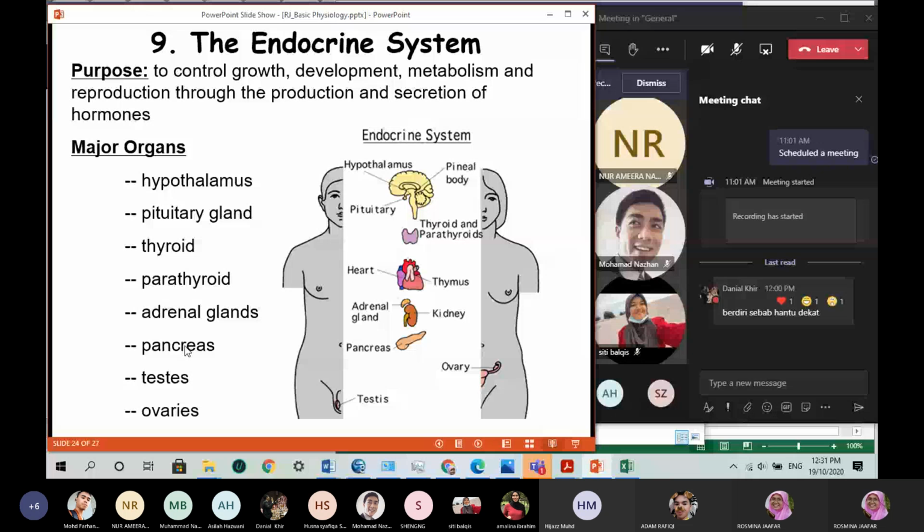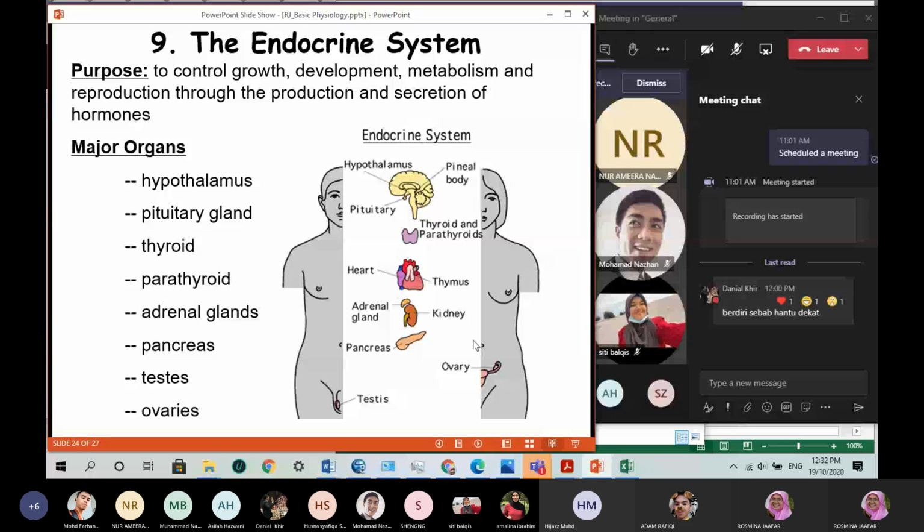And it has no specific track. It will secrete the hormones through the blood circulation, so that the circulatory system will carry the secretion from these glands. And the endocrine system is like a chemical system, because the hormones contain chemicals that can influence the nervous system to change actions towards the organ system.